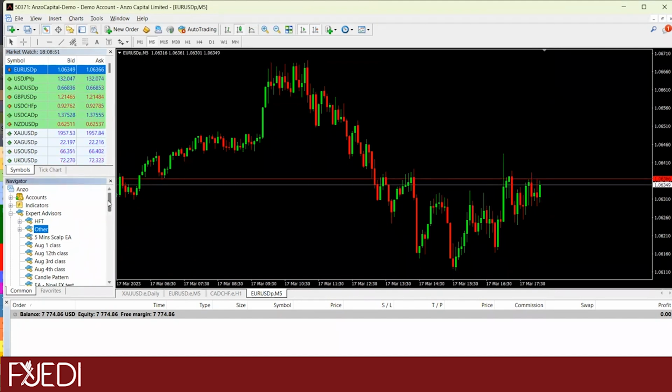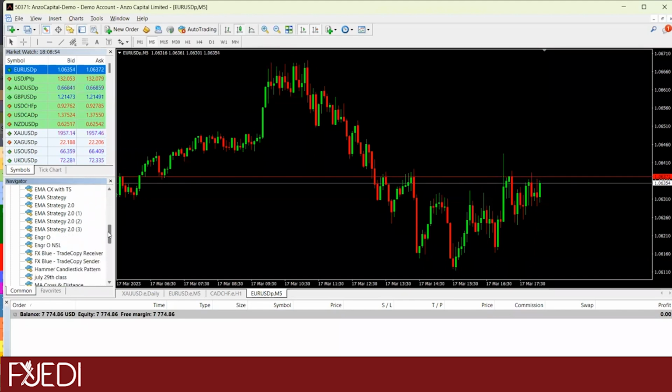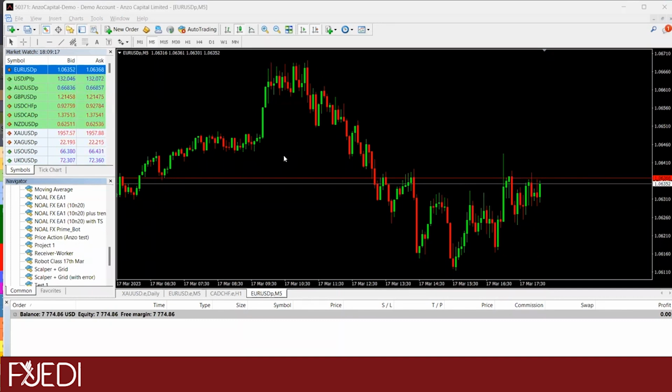So now if we scroll down, we should see our robot. What did we call it again? I think it's robot class 17th of March. That's it there. So how do we test it, right? Now what you want to do is get the strategy tester. Yeah, it will work without the VPS on your MT4. What the VPS does for you is it helps you to keep the robots running 24 hours, which is very important. If you want to run your robot, you definitely want to do that on the VPS.